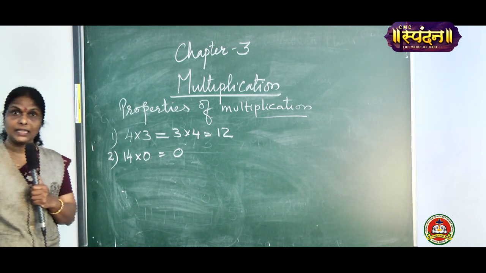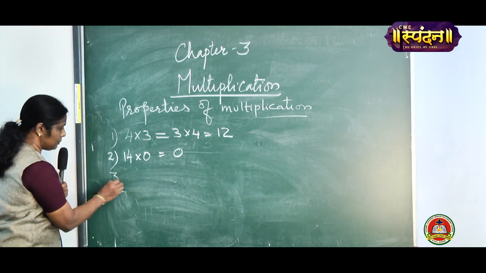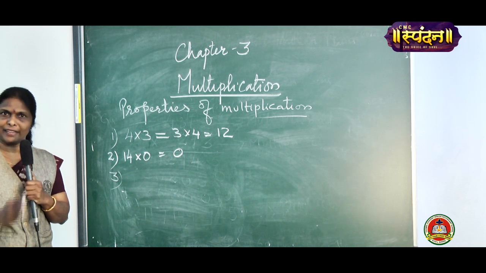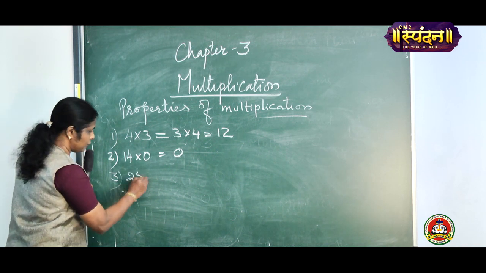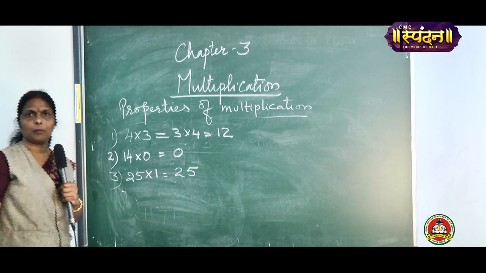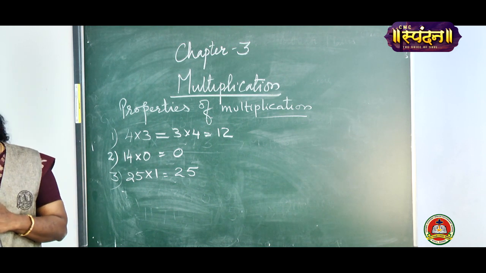The product of any number and 0 is 0. The third property, any number multiplied by 1: the product of any number and 1 is the number itself. Like 25 into 1 is equal to 25. Product of any number and 1 is the number itself.